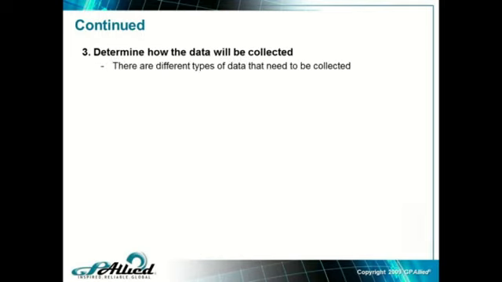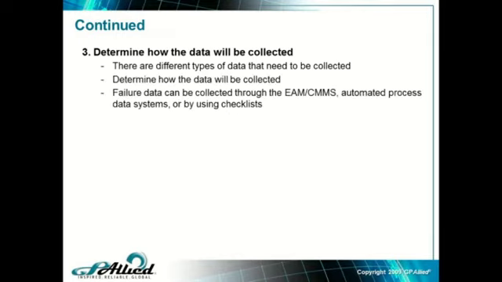And then determine how the data will be collected. There are different types of data that need to be collected. We need to determine how the data will be collected. Will the failure data be collected through our enterprise asset management or CMMS, some automated system? Because there are automated data systems that can give us that information too. Or by using checklists. Some companies are still back in the caveman days breaking rocks. And then determine how the data will be analyzed. We have to know how we're going to analyze that data.